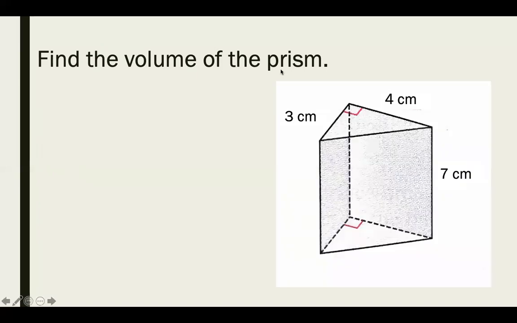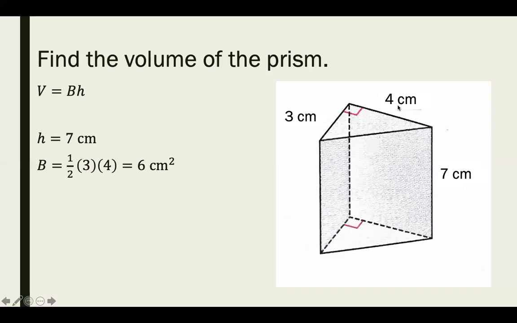This one would be a triangular prism. So in this case, our base is a triangle. So we need to think about what the area of that base is. And then our height is going to end up being 7. So again, here's our formula. Our height's 7. Next, we need to calculate the base, which is 1/2 times 3 times 4, because that's the formula for the area of a triangle.